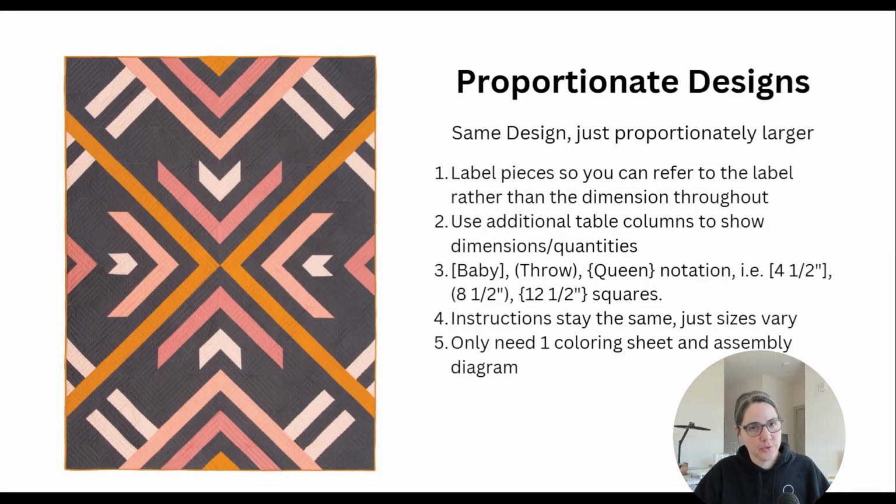So you're still going to want to include those dimensions for each intermediate piece, but instead of putting the quantities in a table like we talked about with the block-based patterns, you can put the dimensions in there instead, or you can use the different bracket notations, whichever makes more sense to you.